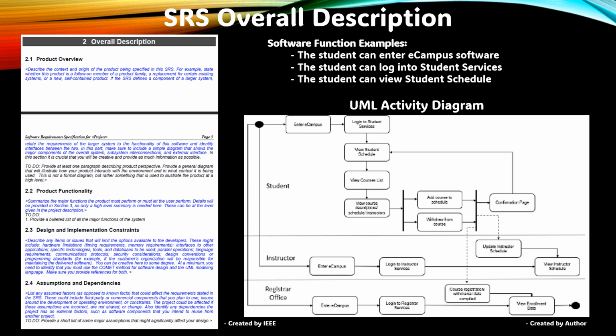As you can see at the top right, the function examples state the student can enter eCampus software, the student can log into student services, and so on. You can follow each of those functions as they occur in the activity diagram.